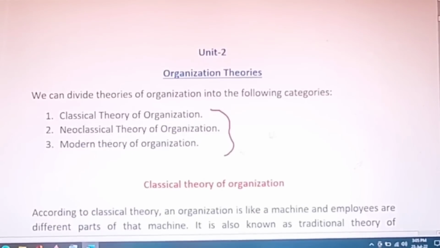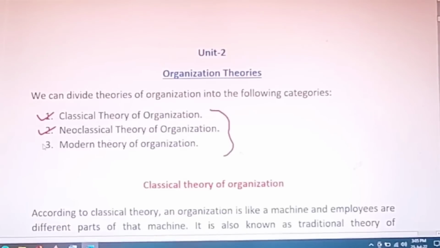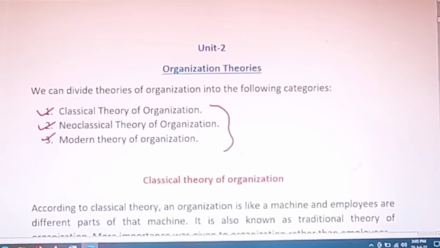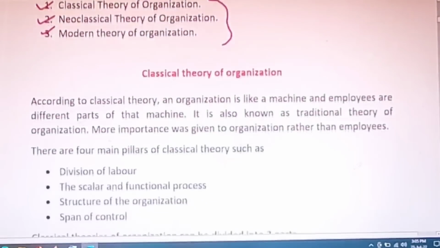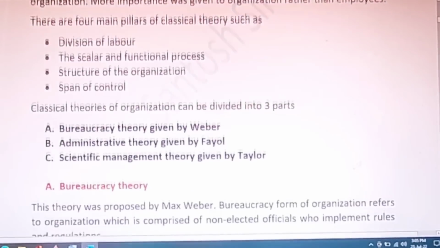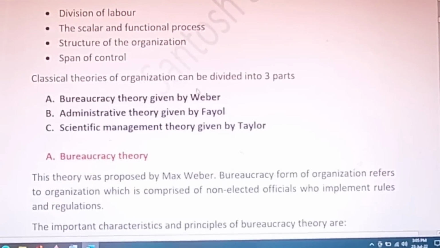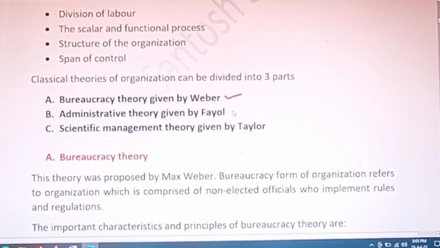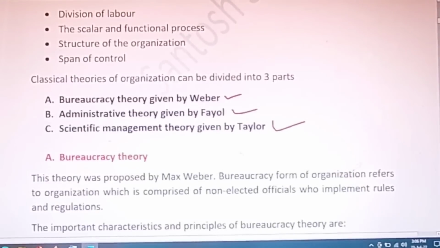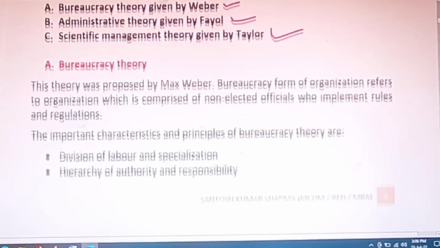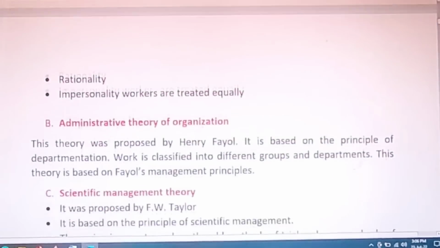Okay, so this question is going to be very very important for your forthcoming examination, and just try to learn, try to collect as much information as you can for these topics. Like classical theory, it can again be divided into three types, like bureaucracy theory given by Weber, then administrative theory given by Fayol, and scientific management theory given by Taylor. So you must explain and describe all the important assumptions and characteristics of all these theories.